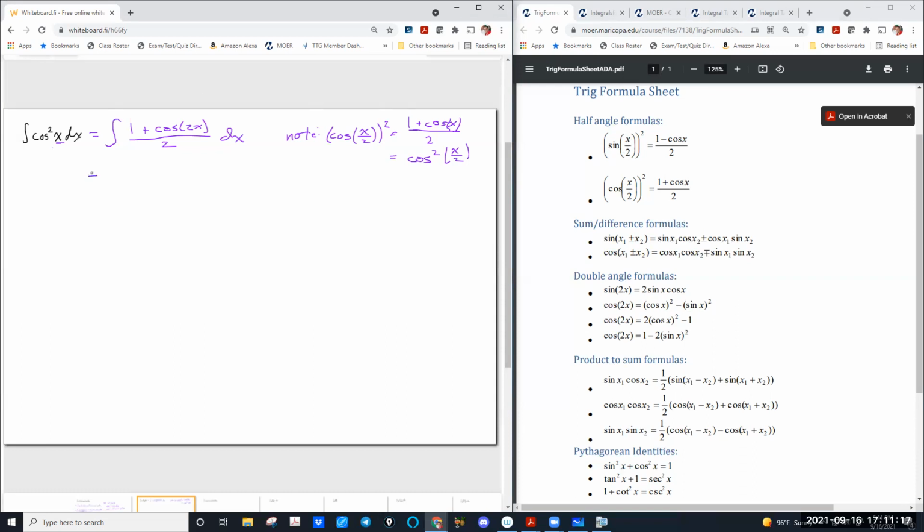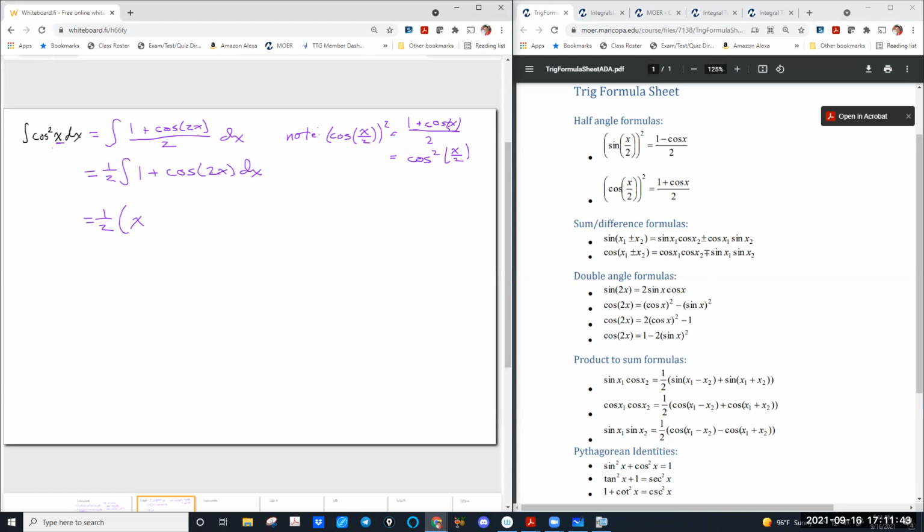Now we've got a basic antiderivative. I don't want to deal with this 2 in my integral, so I'm going to pull it out: 1/2 times the integral of 1 plus cosine of 2x dx. I'm going to do the antiderivative piece by piece. 1/2 times, the antiderivative of 1 dx is x. Let's talk about the antiderivative of cosine of 2x.